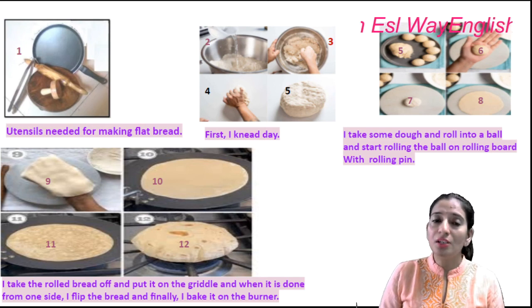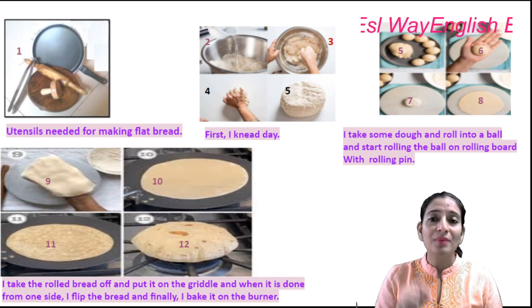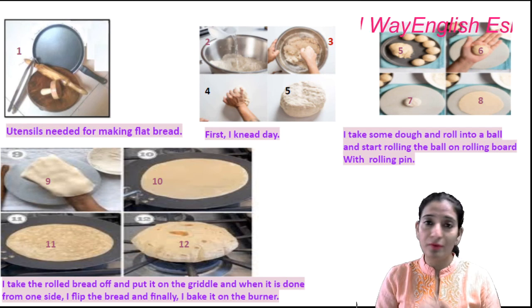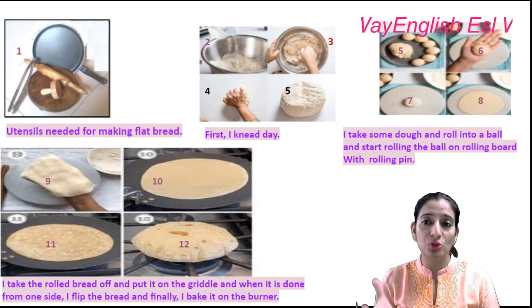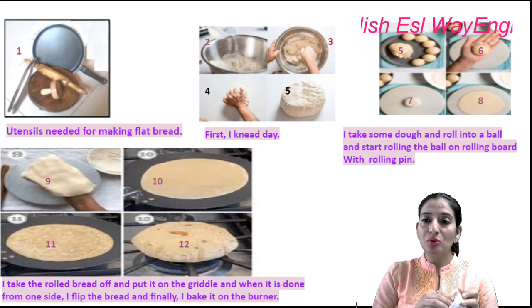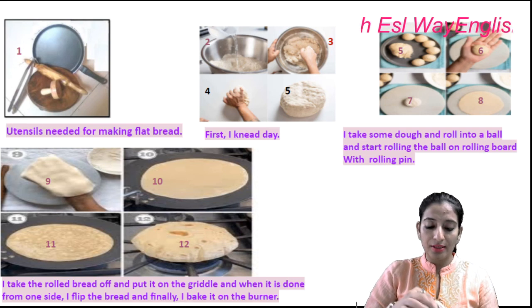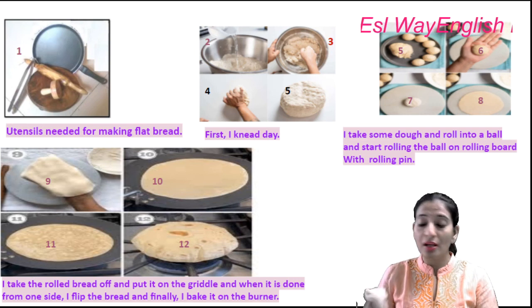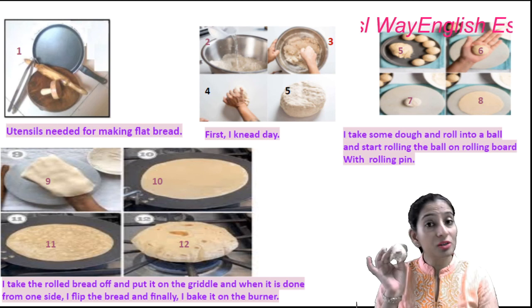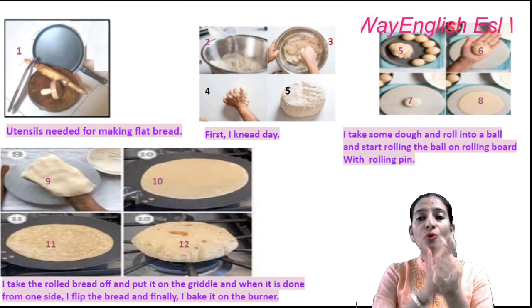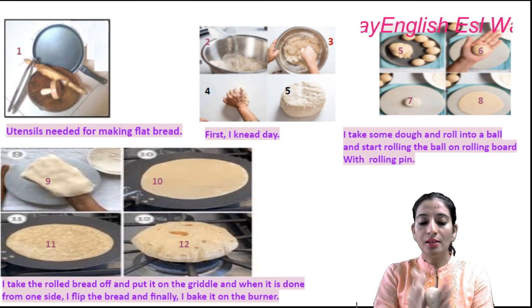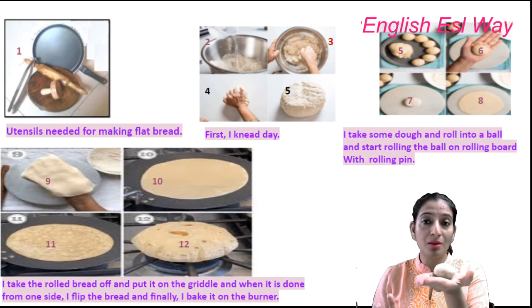First of all, we need a dough this way. Number 2, number 3, number 4 and number 5 pictures. Finally a dough. So what is the next step? You need to take some dough. This is dough. This is not flour. Flour changes into a dough. So you need to roll it into a ball this way, as in the pictures.